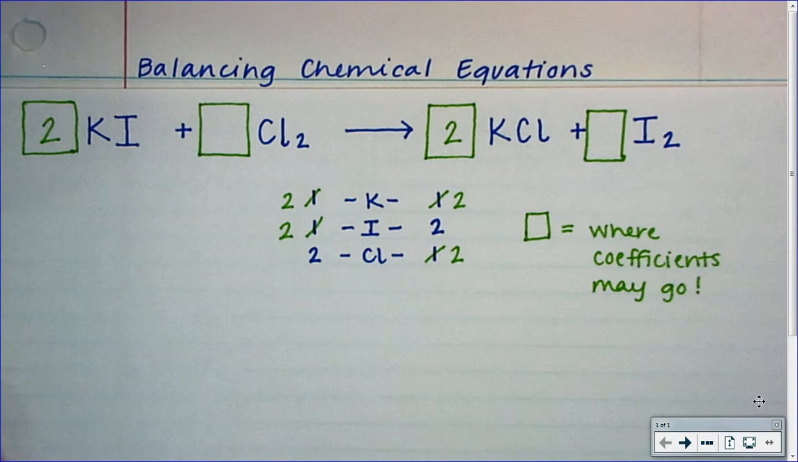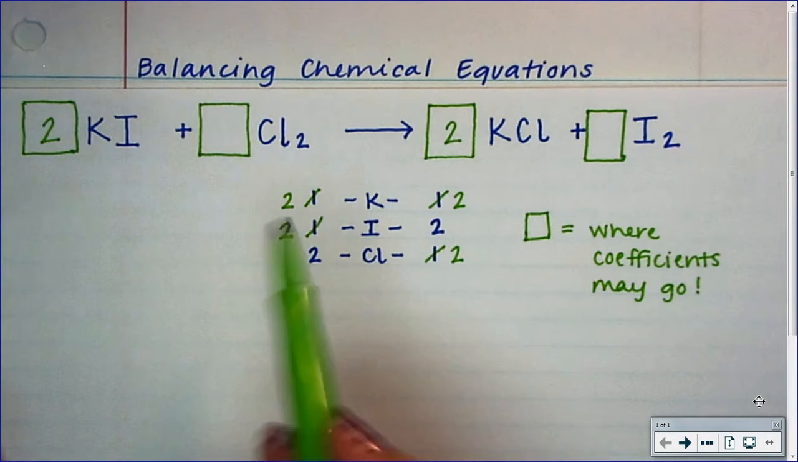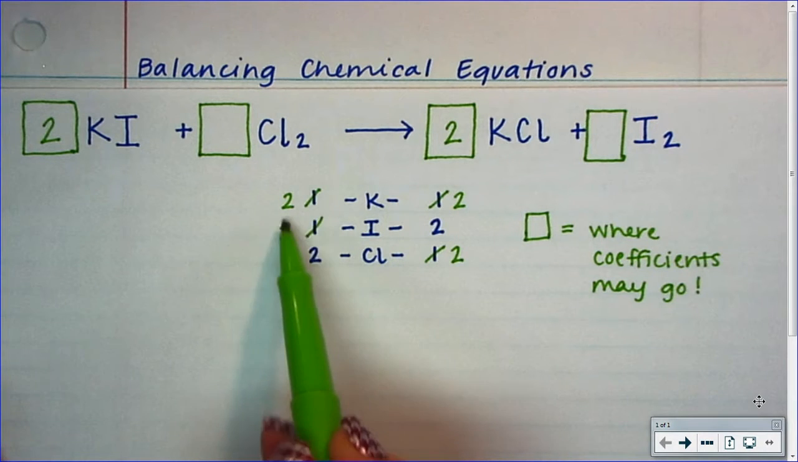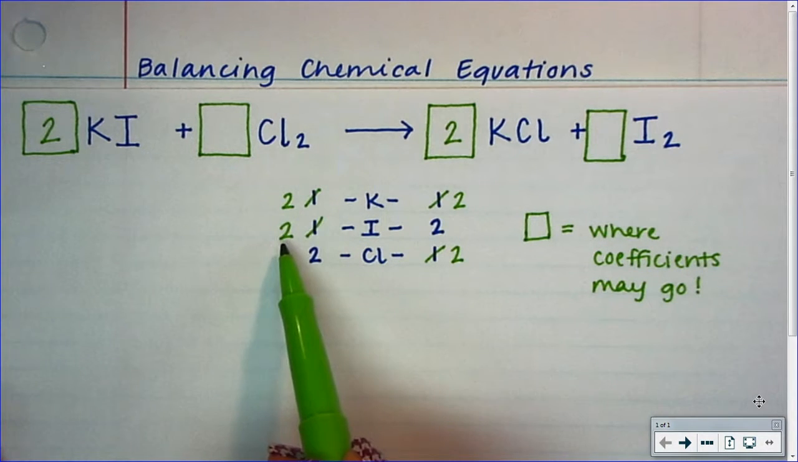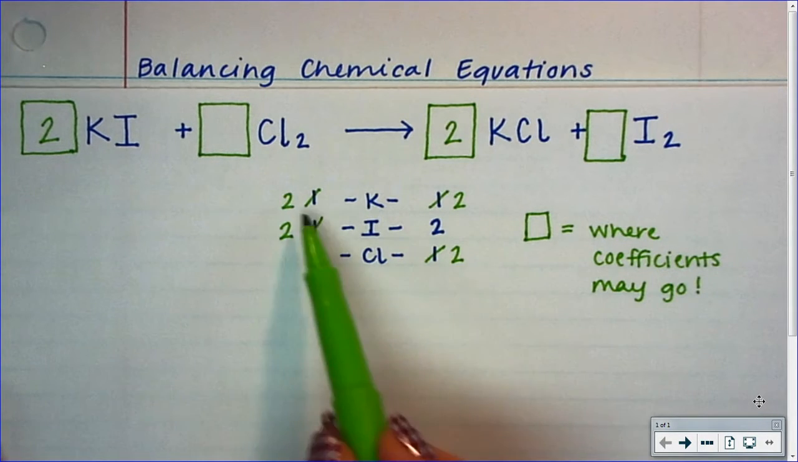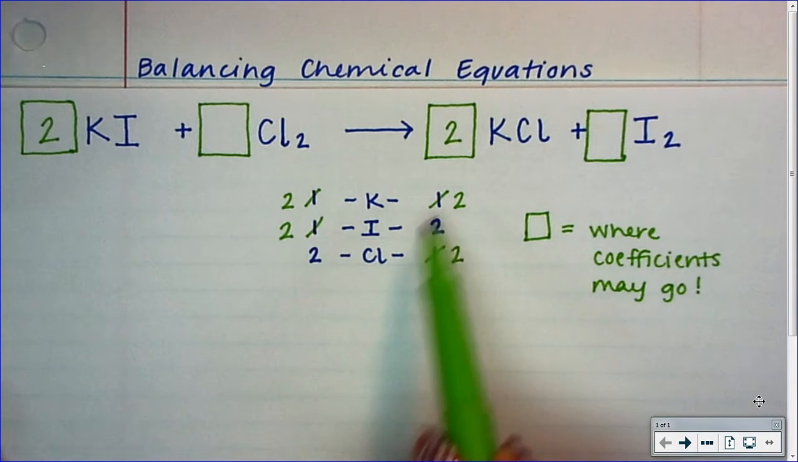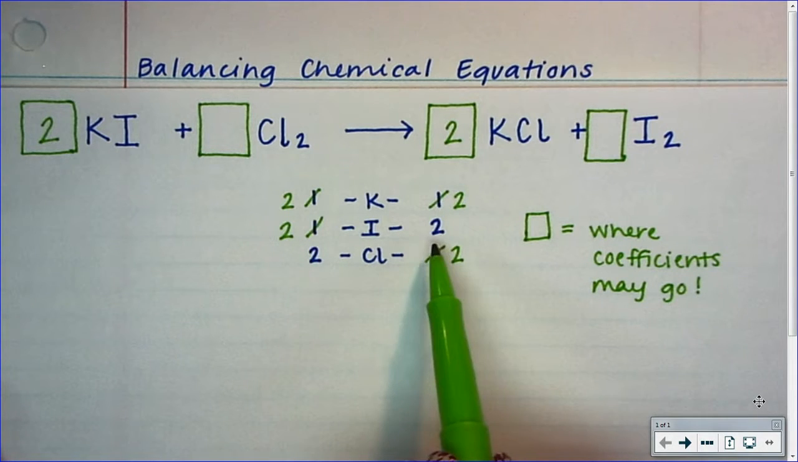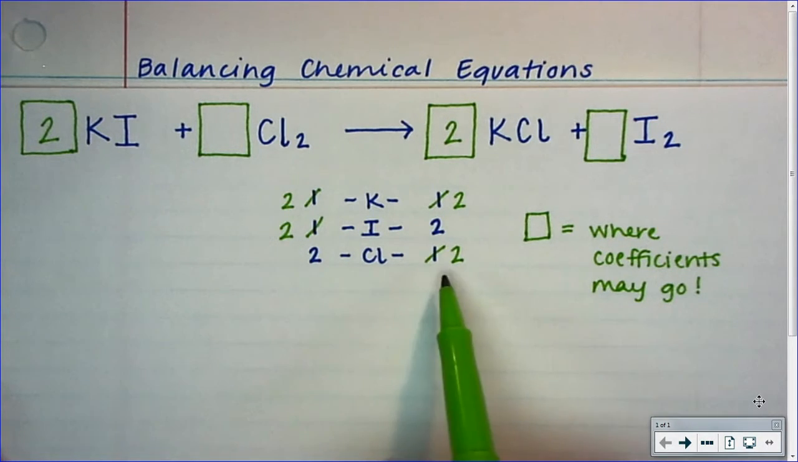By placing a 2 on the reactant side in front of the KI, I now am able to cross out these 1s, and both K and I now have 2. And if we compare every single one of our numbers on our list, we have 2 potassium on either side, we have 2 iodines on each side, and we have 2 chlorines on either side.